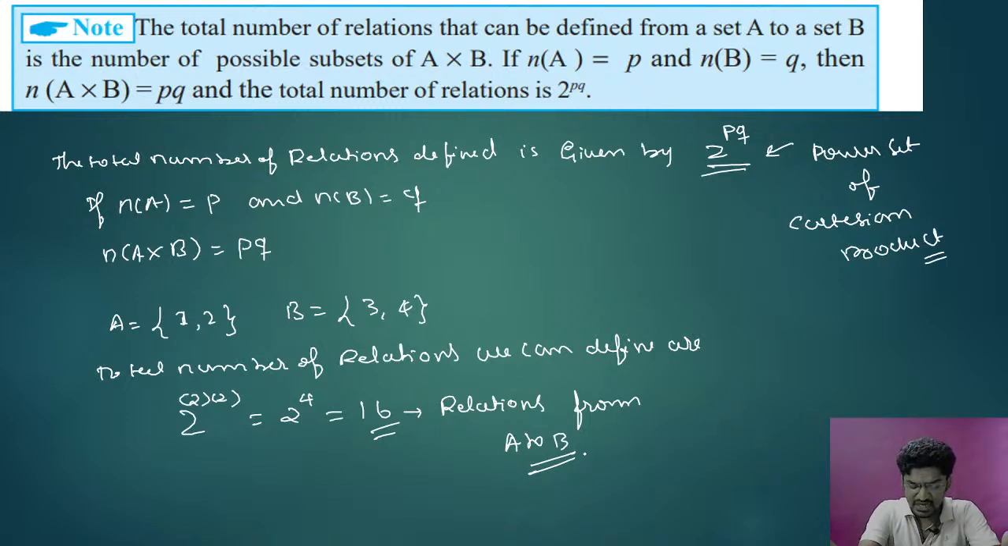So in that 16 number of relations, one relation will be empty and another relation will be the universal relation. The remaining 14 are going to be the other relations. Clear? So if set A has 2 elements and set B has 2 elements, the total number of relations from A to B is given by 2 to the power of 4, that is 16. So 16 relations we can define from set A to set B.